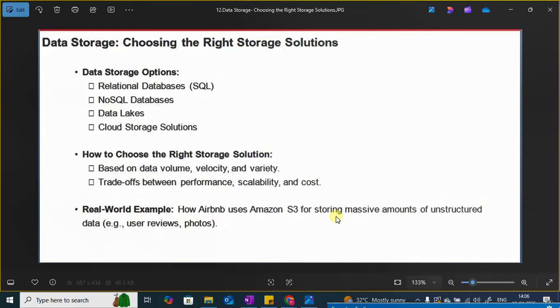Now, a real world example: how Airbnb uses Amazon S3 for storing a massive amount of unstructured data. Example: user reviews, photos, and all.